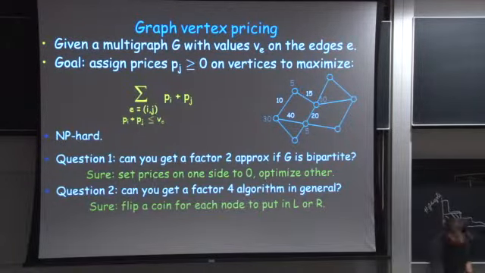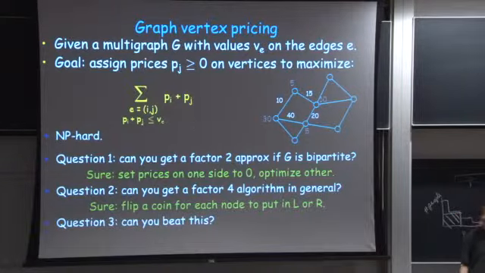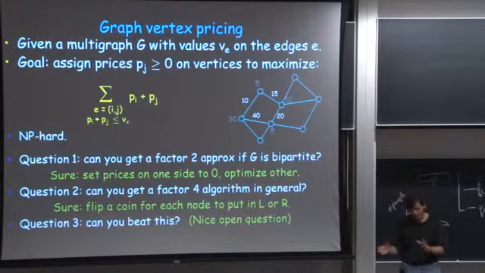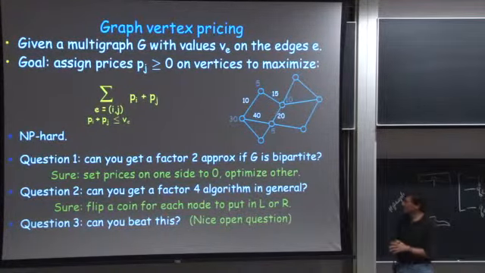And just one last thing, so you might ask, can you beat this? And the answer, that's a very nice open question. There's been a study of simple special cases of this. What if there are only high and low values, things like that. But it's not known how to beat the factor of 4.